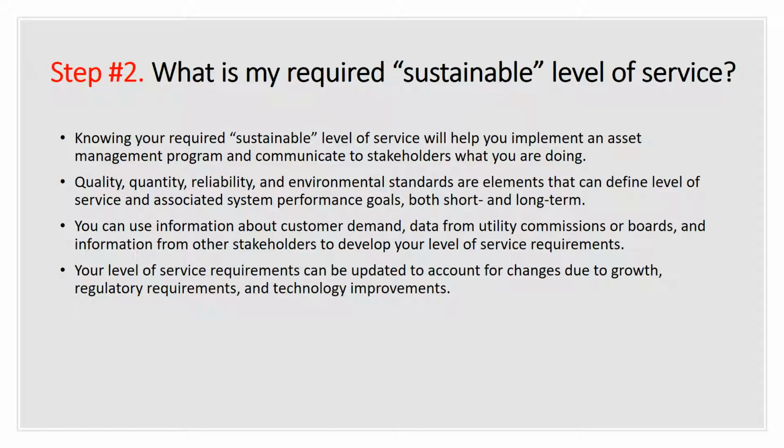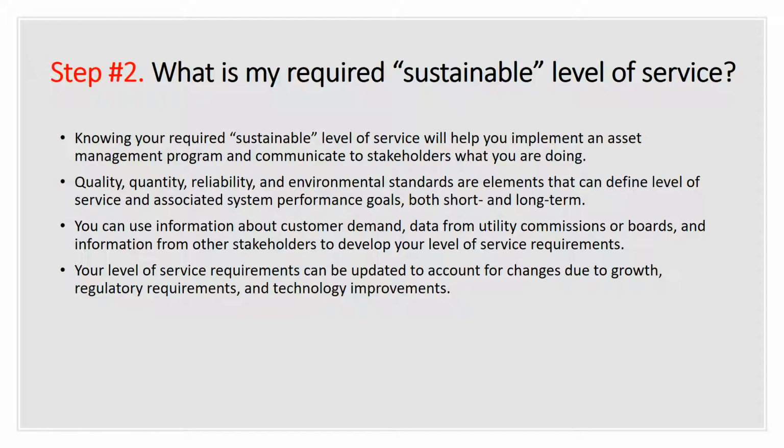In step 2, you have to ask, what is my required sustainable level of service? And this, once again, comes into self-governance. You have to know what the expectation of the people are. So knowing your required sustainable level of service will help you implement an asset management program and communicate to stakeholders what you're doing. So it's a two-way street. It's an open, transparent dialogue that makes it successful.